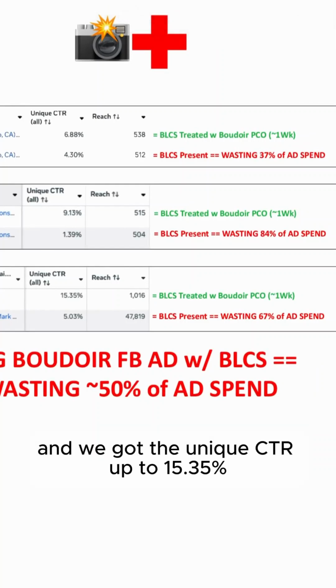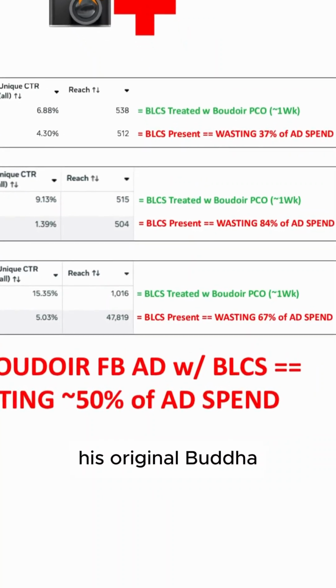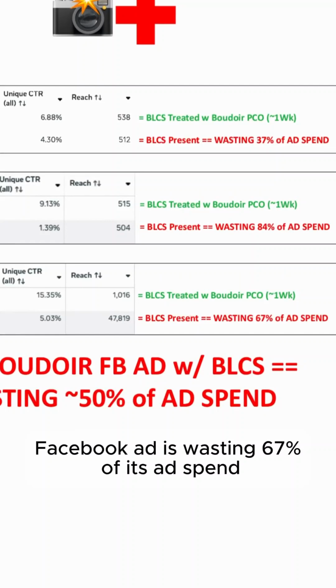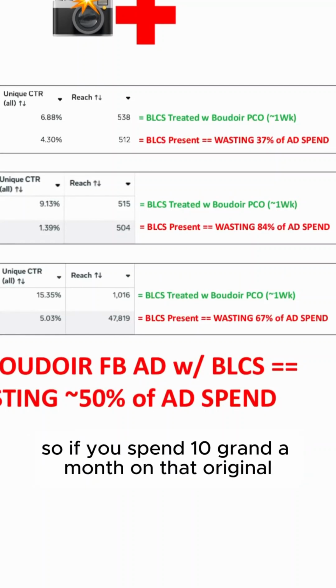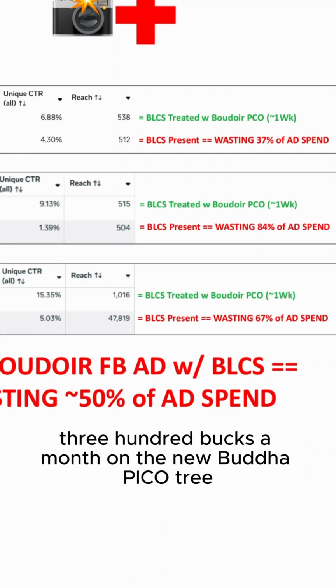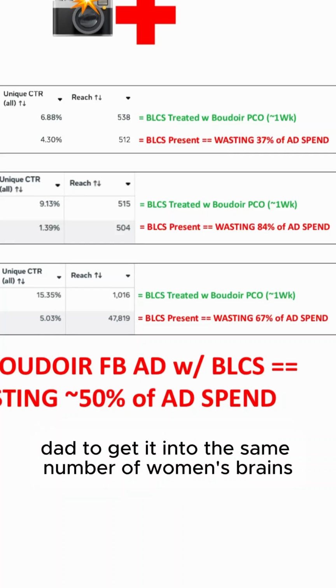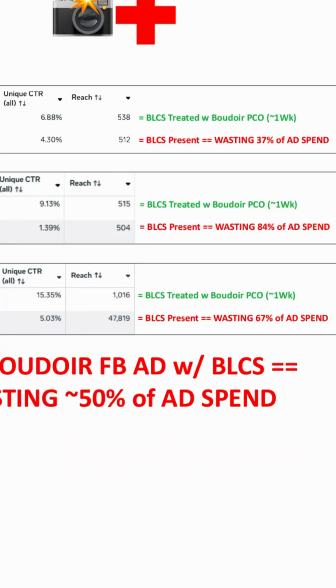And we got the unique CTRL up to 15.35%. So we found out his original Boudoir Facebook ad is wasting 67% of its ad spend. So if you spend 10 grand a month on that original, you now only need to spend $3,300 a month on the new Boudoir Pico treated ad to get it into the same number of women's brains.